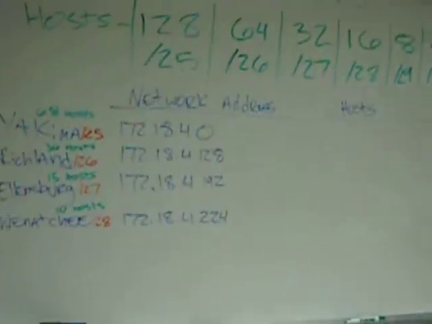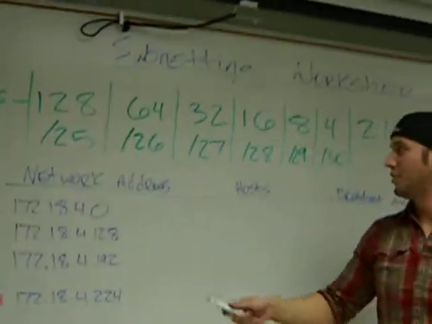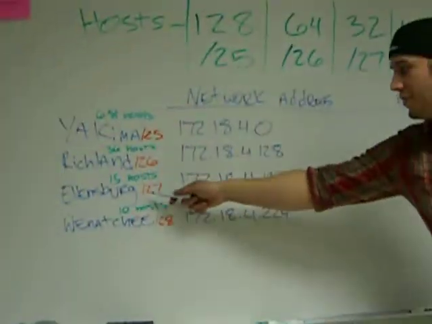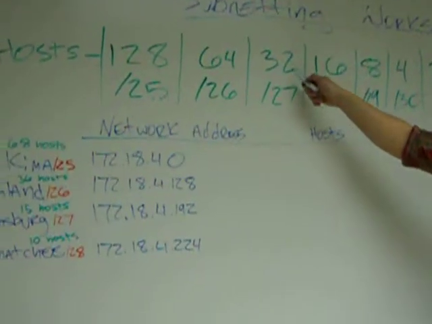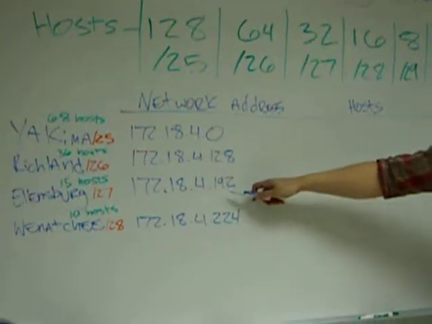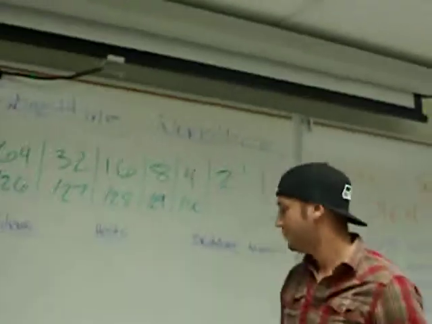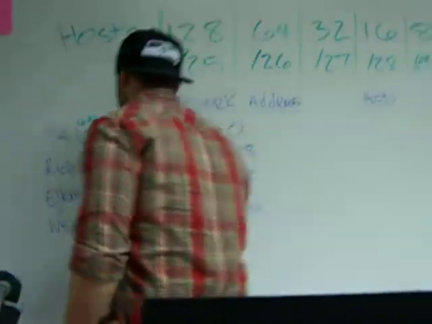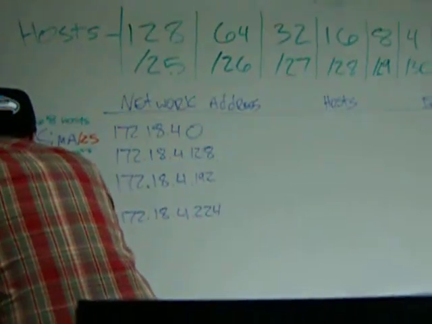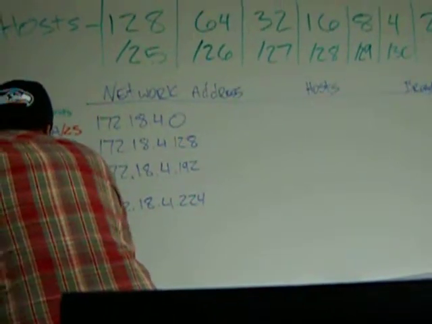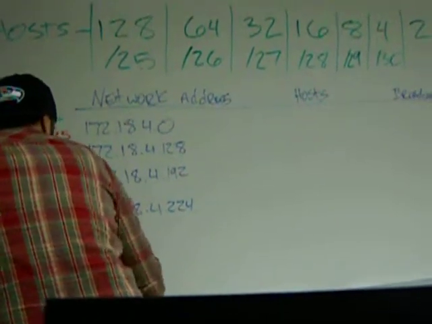And how did you come up with that, Mr. Jenkins? 32. Yep. And you guys got how we did that? Basically just looked at here, okay, so this one's a /27, 32 hosts. So to find the next one, 192 plus 32 equals 224. This last guy, processor. 8 hosts.